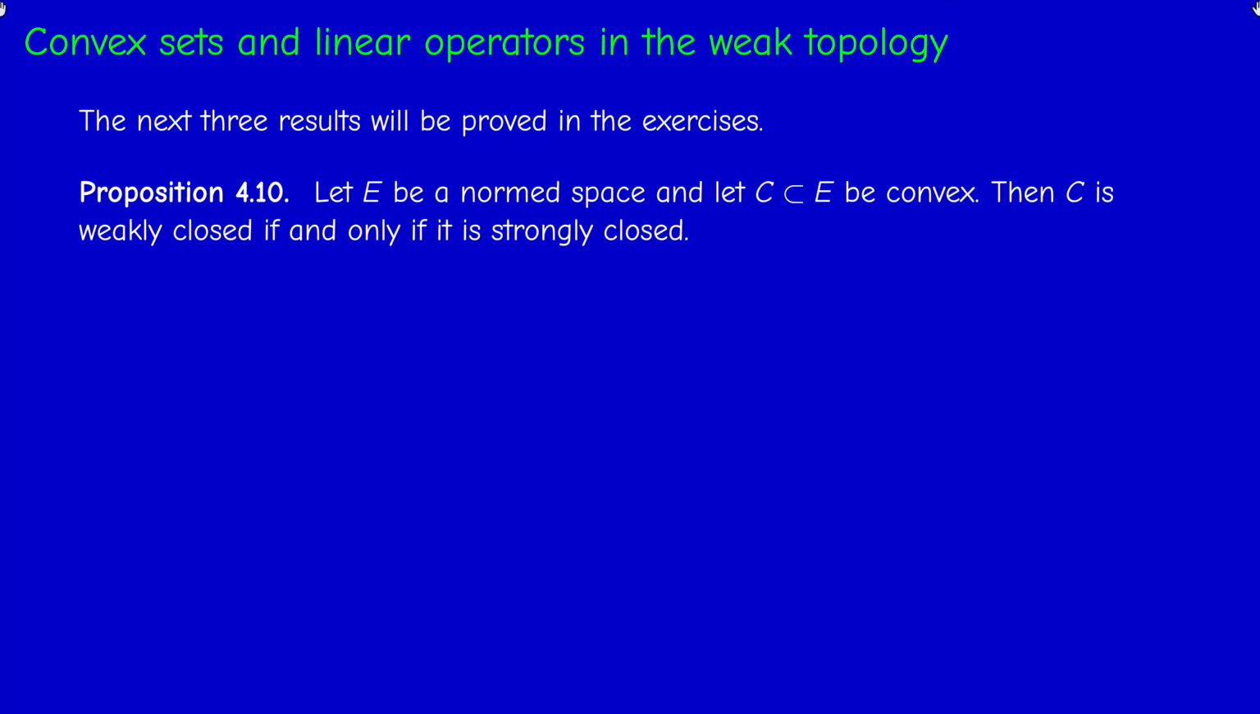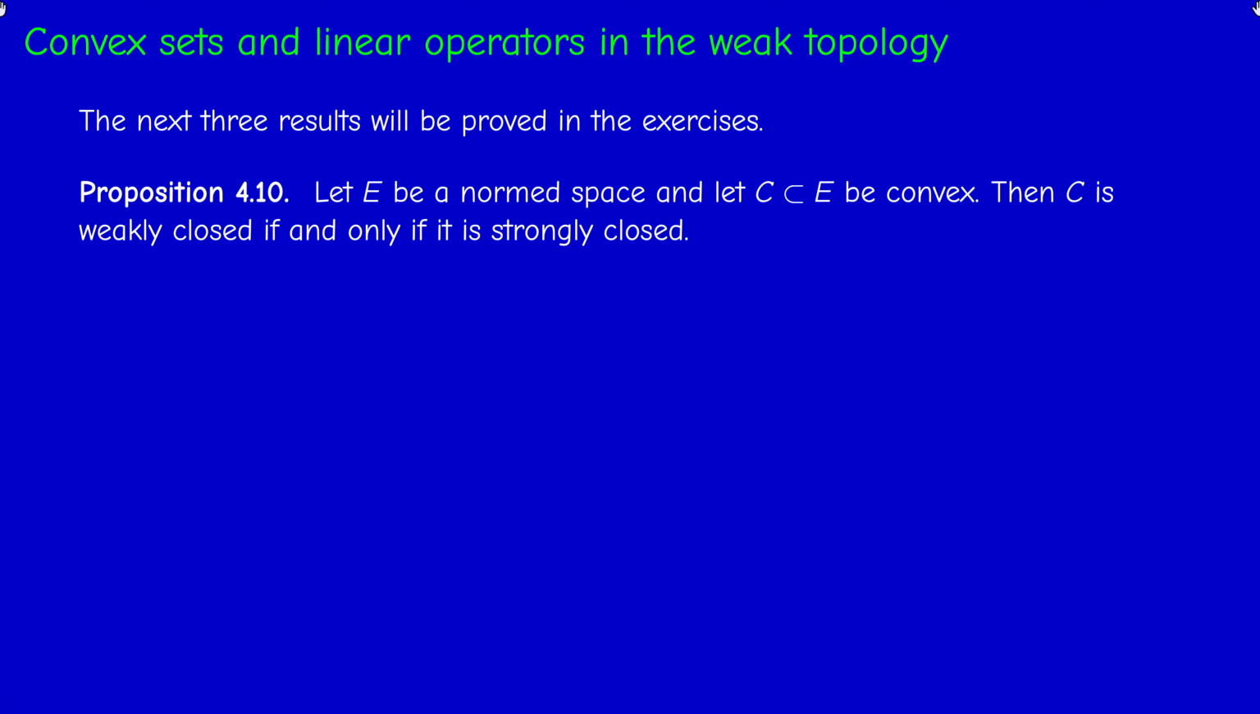We mentioned the first result earlier. We know that in a normed space, a weakly closed set is a strongly closed set, and we saw that the converse is not true. However, the converse is true if the set under consideration is convex. We proved a particular case of this theorem when we proved that the closed unit ball is weakly closed. This is actually a consequence of the Hahn-Banach theorem.